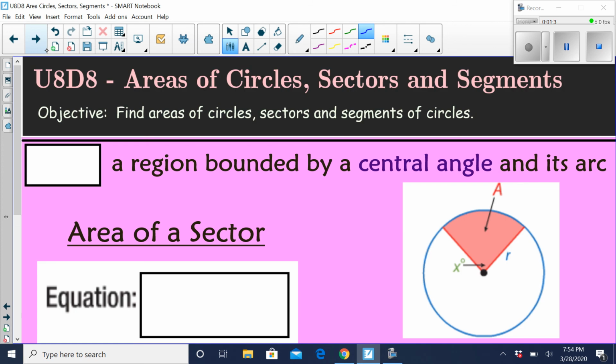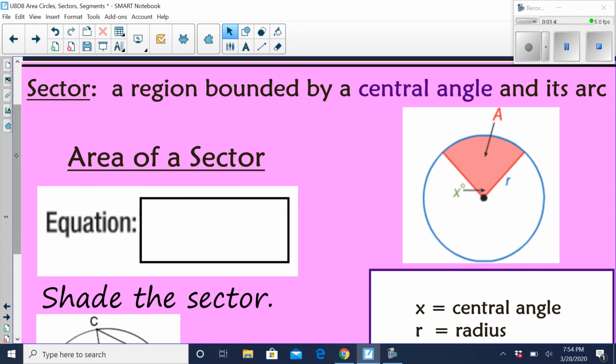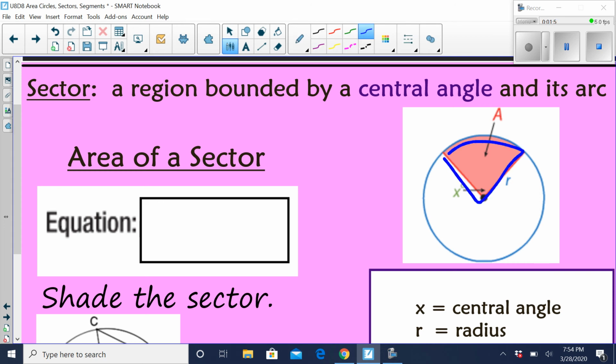Okay, next one is a vocab term, and the vocab term is a sector, and a sector is just a region that's bound by the central angle and its arc. So if we look at this diagram right here, what they give us is that central angle, and then here's our arc. So the sector is this space that's inside. It's just like a section of the circle. So it's a fractional part of the circle.